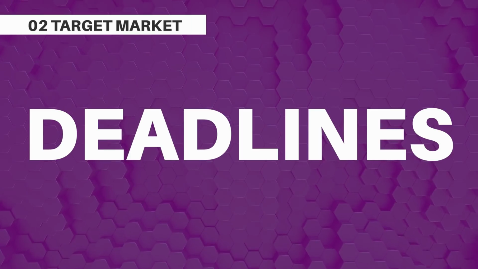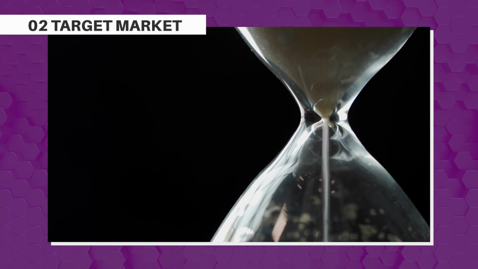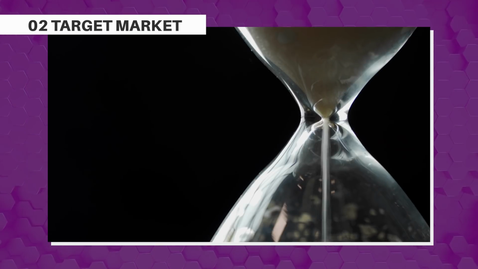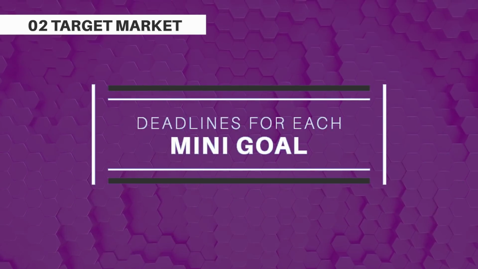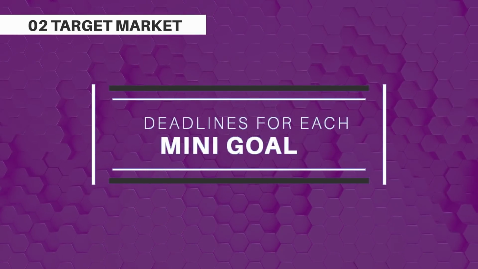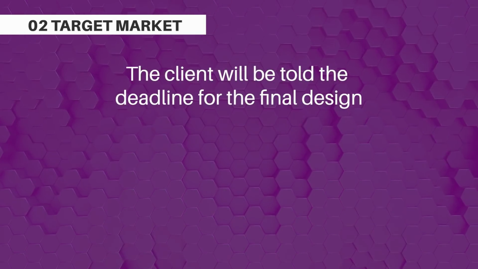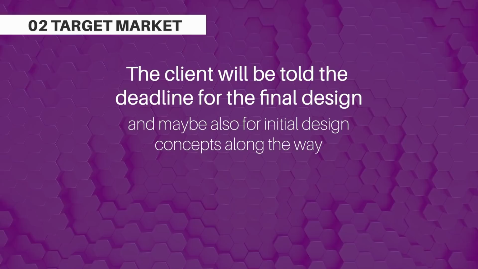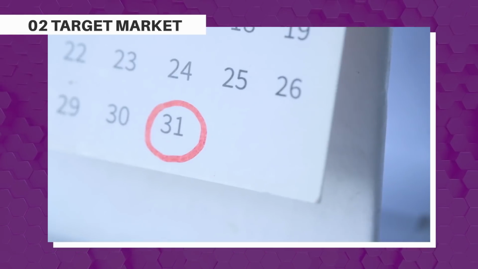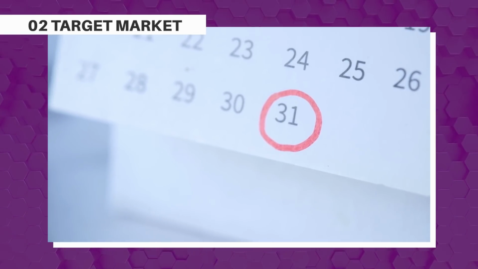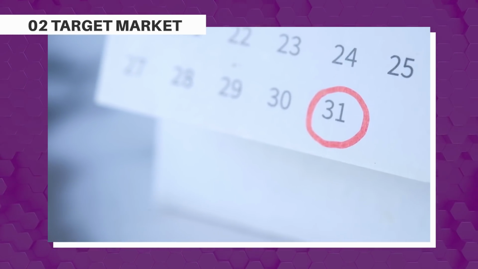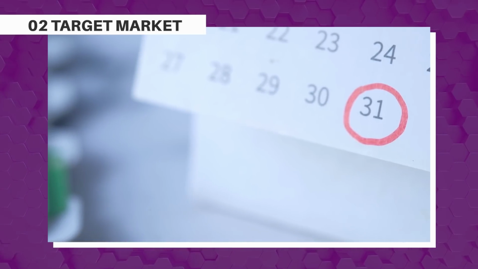With goals should come deadlines. It's all well and good having goals, but without a time to get them finished, projects can run and run and run. You should try and have deadlines for each mini goal. You probably shouldn't tell your client the deadlines for the mini goals, but they will of course be told the deadline for the final design, and also maybe a deadline for something like initial design concepts. And it's pretty wise to give your client a quotation of maybe a few days longer than you need, and this is to accommodate for any unforeseen events that might slow your progress.